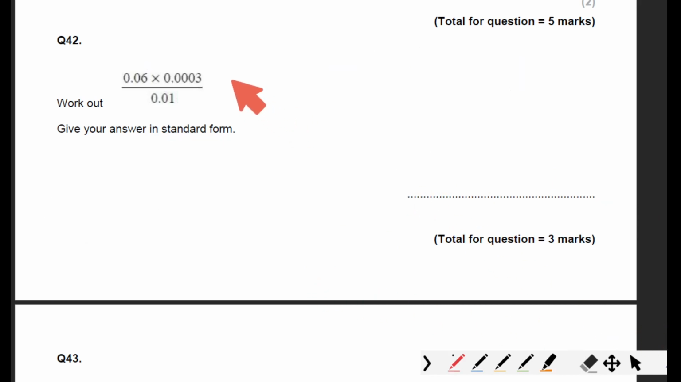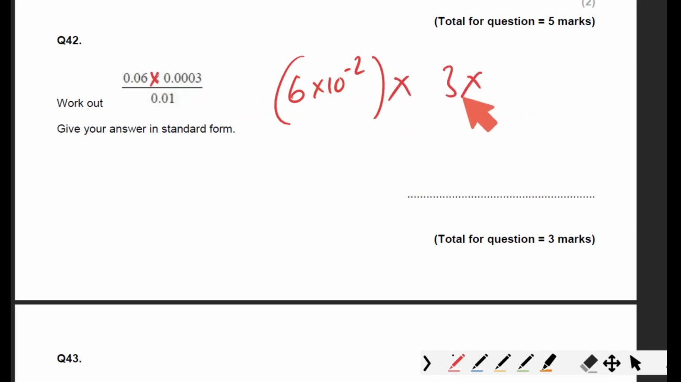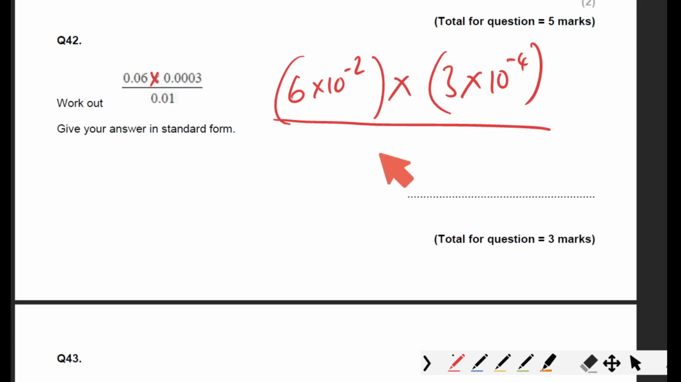It's worth having a look at this in another way. Probably not the best way. Here we go. 0.06 as a standard form is this one here. You got the times there. 3 times 10 to the power of minus 4, divided by 1 times 10 to the power of minus 2.